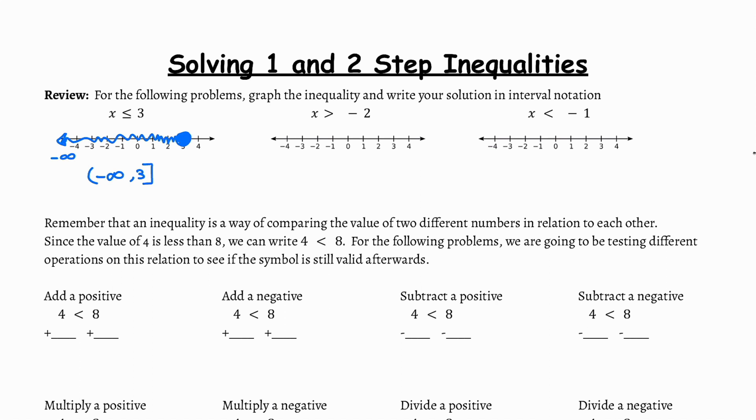On the next one, x is greater than -2. Just like before, we go ahead and circle the -2. I want x's that are greater than -2. What are some numbers greater than -2? Well, that would be -1, 0, 1, 2. That'd be all these numbers going this way. I check to see if I need to shade in the circle. Because there's no equal sign, we don't shade it in.